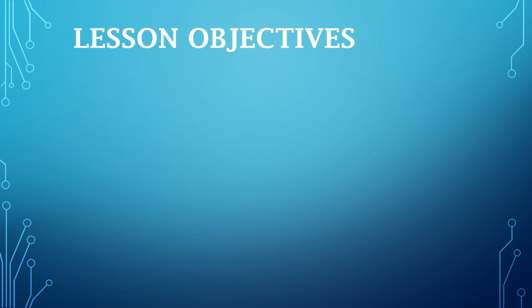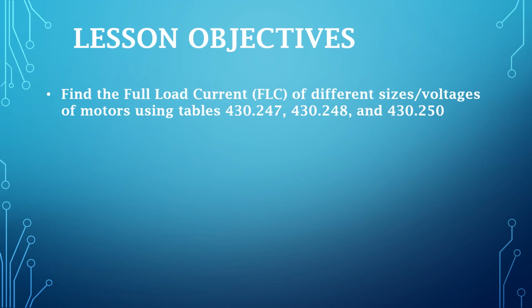Today's lesson objectives: to find the full load current of different sizes and voltages of motors using the tables 430.247, 430.248, and 430.250. Those are the tables that deal with the full load current or full load amperage of different horsepower motors.